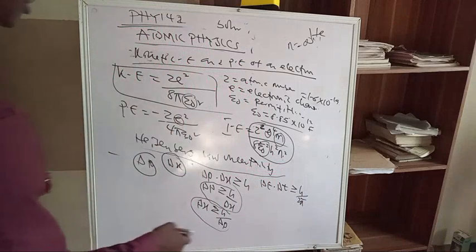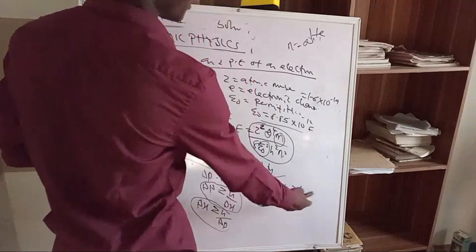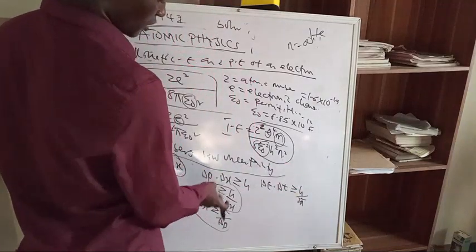So you can do h over 2 pi. h is the Planck constant, pi is 2 multiplied by 22/7. So you have a value for that. This one is for momentum and position.